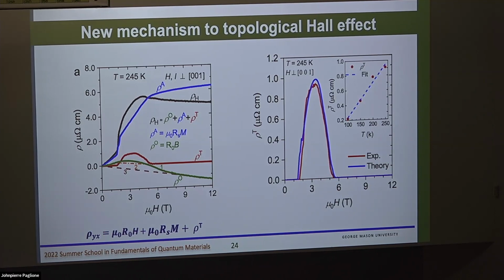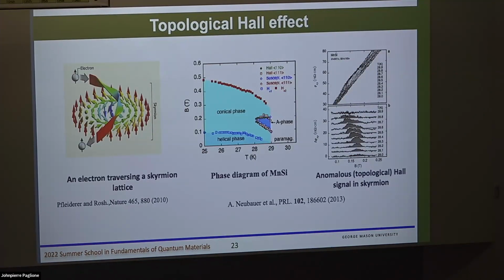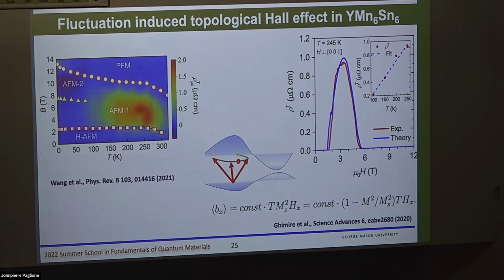But what we found is that this material does have this effect when we properly subtract in this range, and at high temperature only. At low temperature, we don't see it. It happens only at high temperature. This was reported by another group also while we were working. They did a wonderful job of making this phase diagram. So the Hall effect appears only in this region, at high temperature.